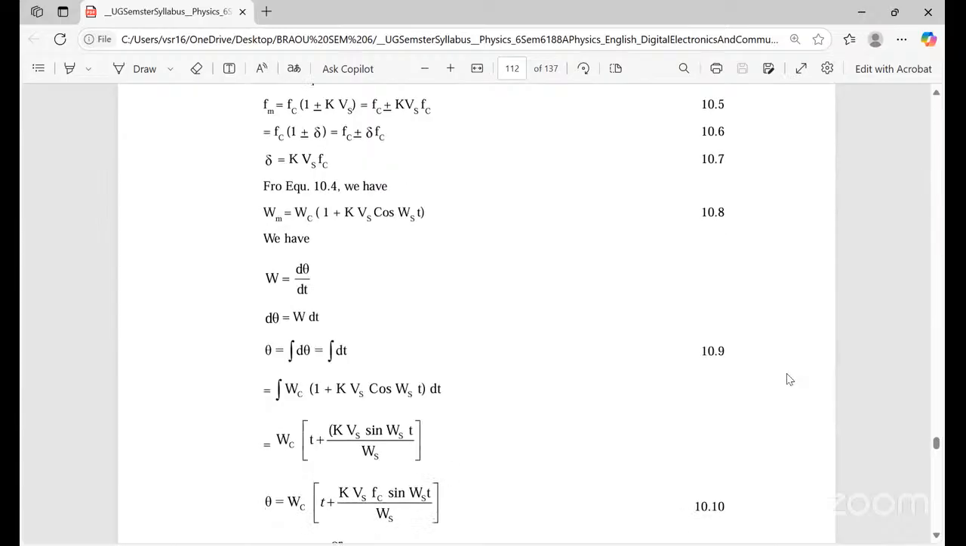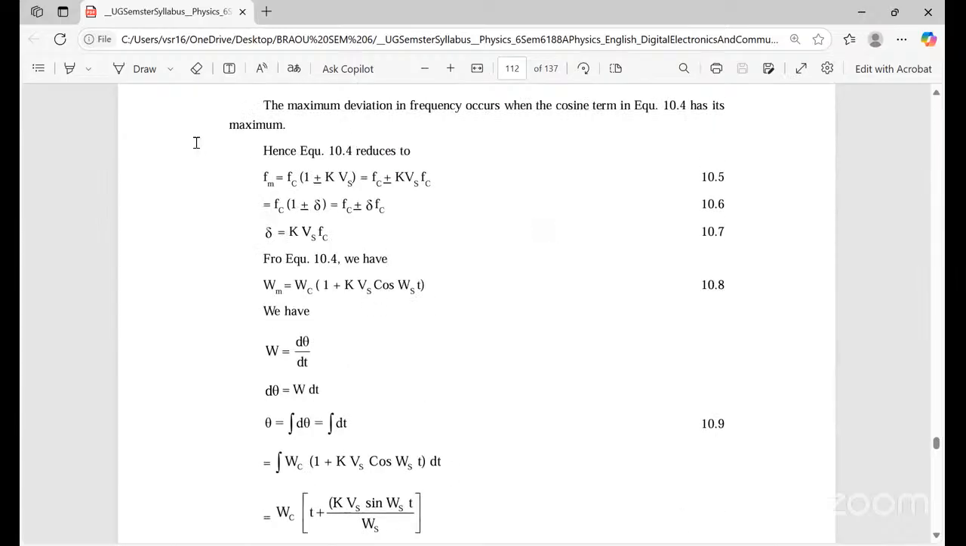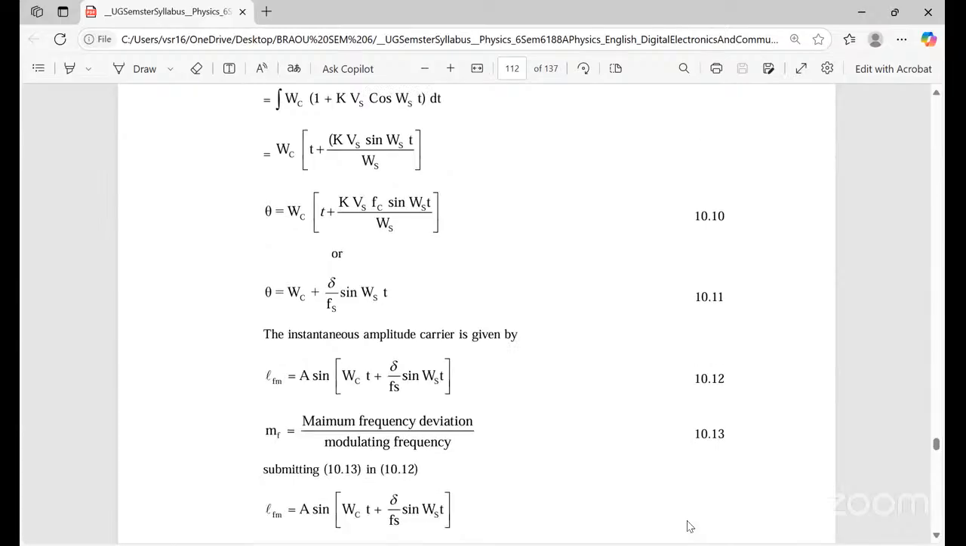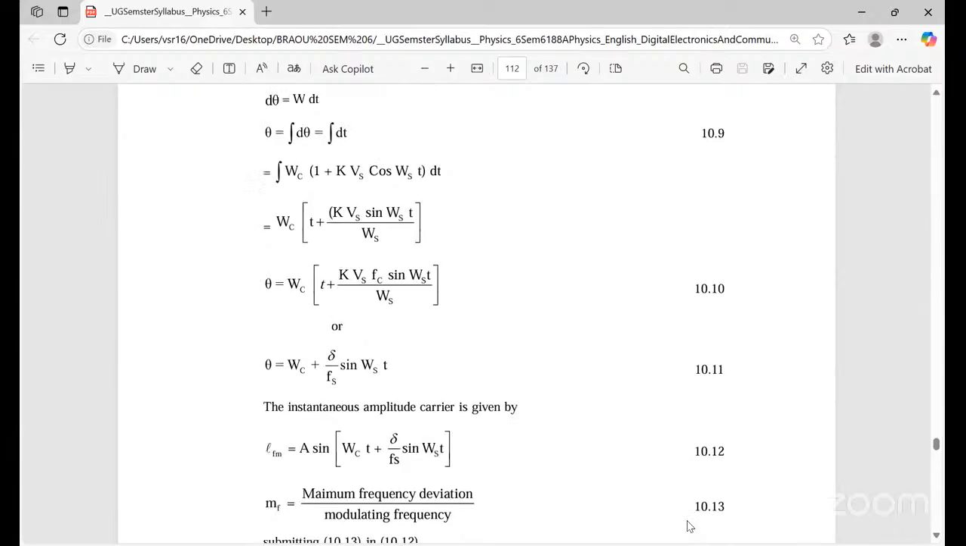By doing the calculation here, substituting in the above equation, you get omega equals d theta by dt, or else d theta equals omega into dt. By integrating, you will get the theta value. Again, you can substitute. You can check it once. So you get the theta value as omega c t plus delta f by fs sin omega s t.